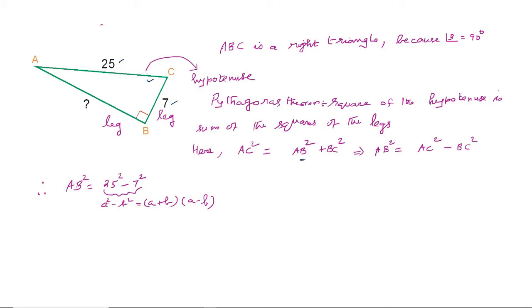Instead, if you use this formula, A square minus B square is equal to A plus B into A minus B, the calculation here becomes simpler. In this case, the formula tells that it is 25 plus 7 into 25 minus 7. So here this 25 is A, 7 is B. 25 plus 7 is 32, 25 minus 7 is 18.